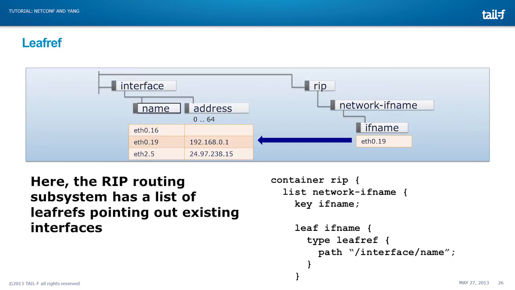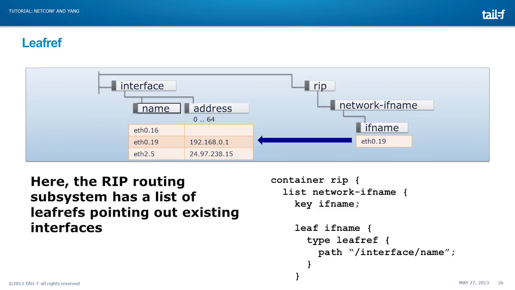So here we first have in our model somewhere an interface table shown in the upper left, but then we also somewhere else in our model have some RIP routing information. So we see the model for that RIP information is a list of network interface names that we're using RIP over, and any interface name we put into this list is of type leafref pointing to the path, and in this case, the path, since we're in YANG, is actually an XPath of slash interface slash name.